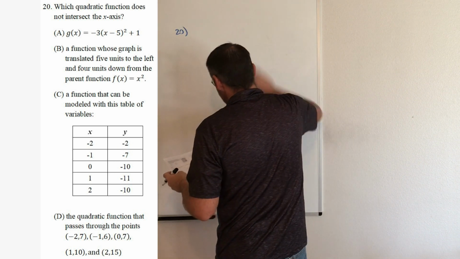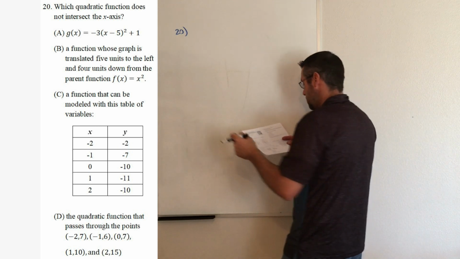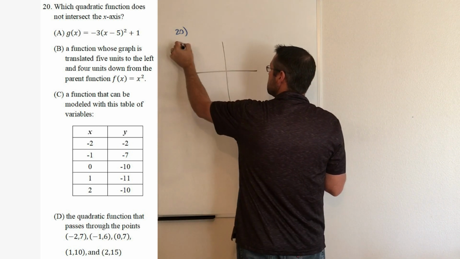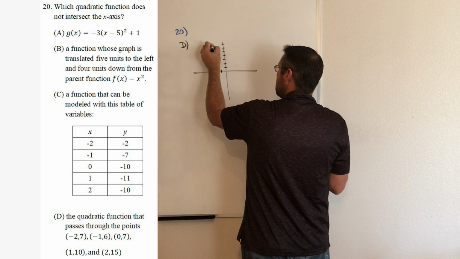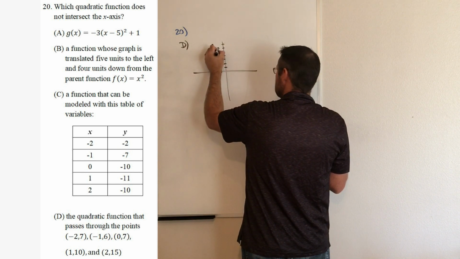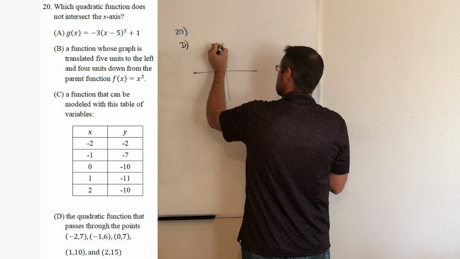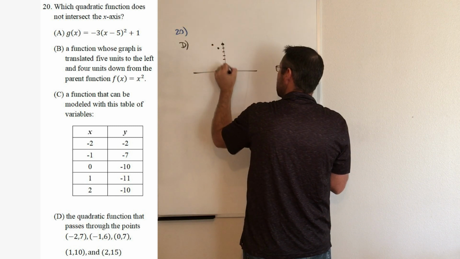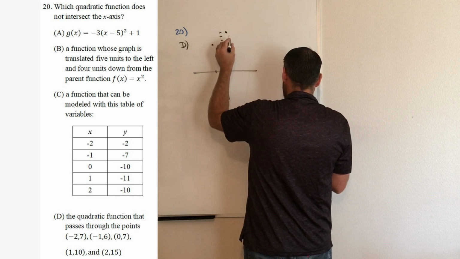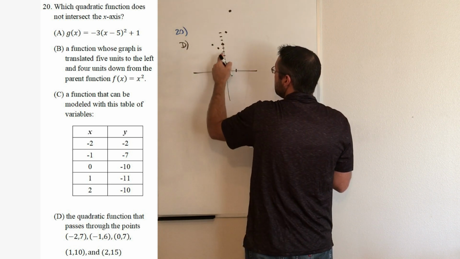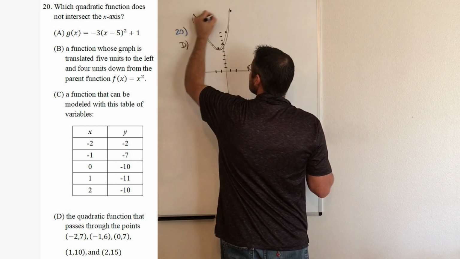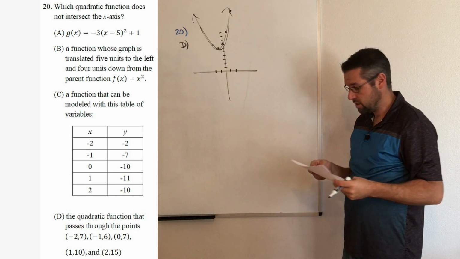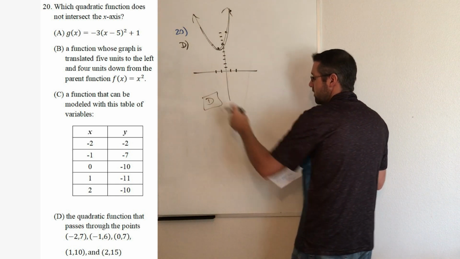For D, it looks like we have the same thing going on here. We have some coordinates, so let's go ahead and just plot those coordinates here. It gives us negative 2, 7. Okay, it gives us negative 1, 6. It gives us 0, let's see, 0, 7, so that's back up here. It gives us 1, 10, and then it gives us 2, 15, so 2, 15 is way over here. Again, we can kind of see the trend here. We can see that this is that vertex, and so this graph is going to do something like this, and we can see, therefore, that it does not cross the x-axis. So D is our answer for number 20.